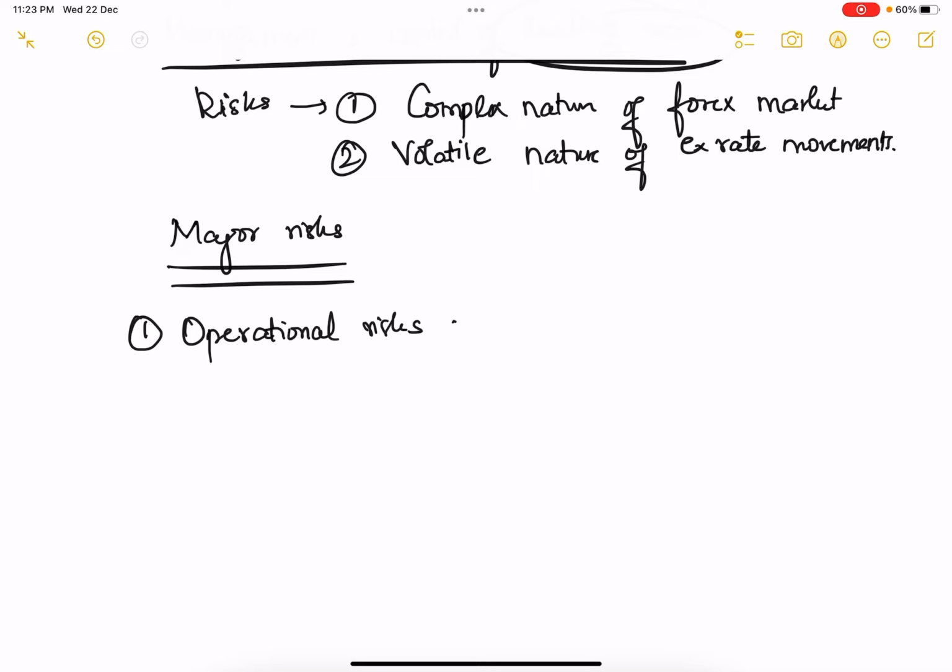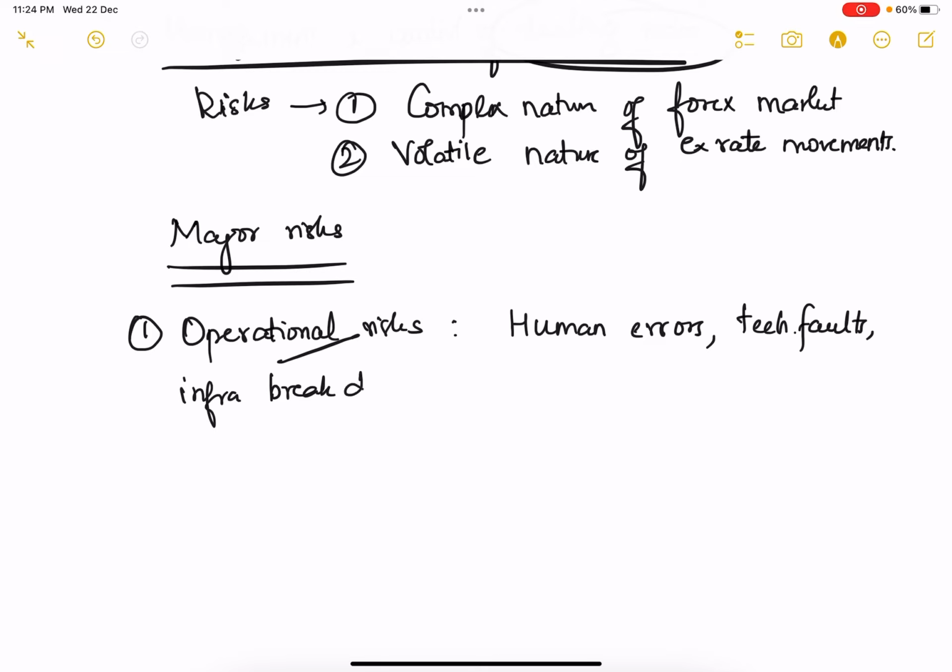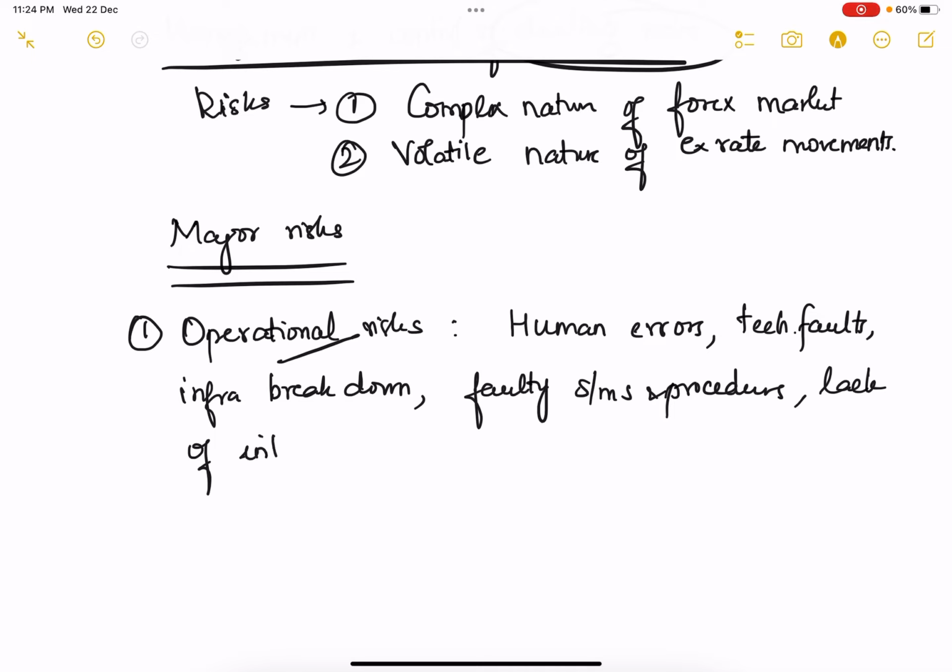So what is an operational risk? As the name suggests, operation, which involves human and system. So obviously it is due to human errors, technical faults, infrastructure breakdown, because of the faulty systems and procedures, and because of the lack of internal control. So these come under operational risks.